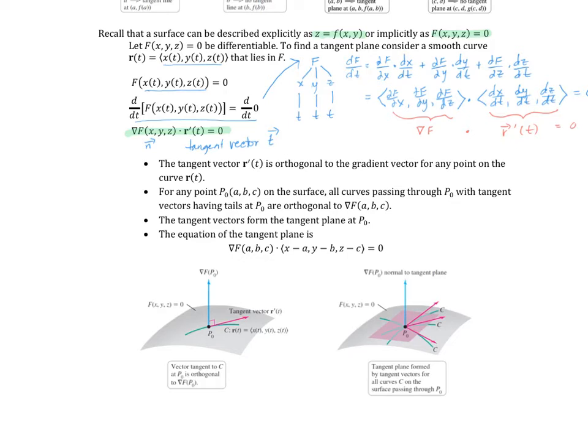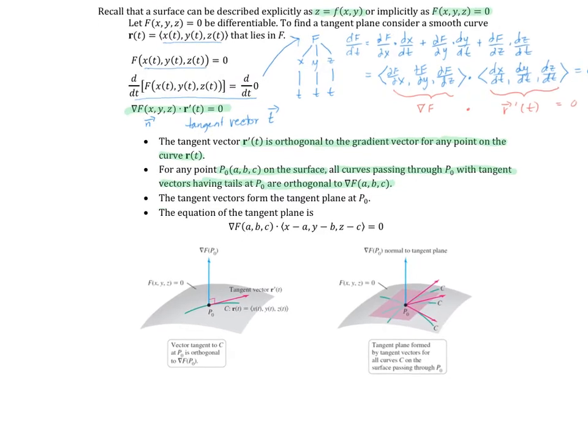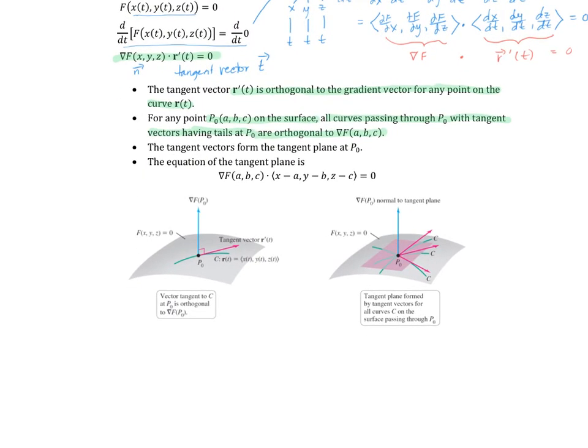We'll look at these properties. So our tangent vector is orthogonal to the gradient vector for any point on our curve. And we've just seen that, we've just proven that. And then if you have any point on our surface, all curves passing through the point with tangent vectors having tails at the point are all orthogonal to the gradient vector. Now let's go down to this bottom diagram.